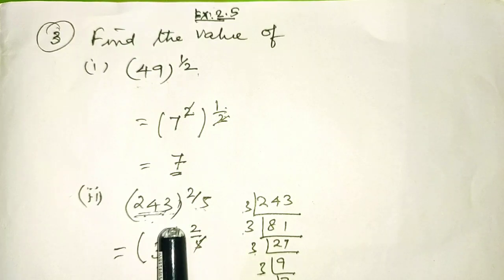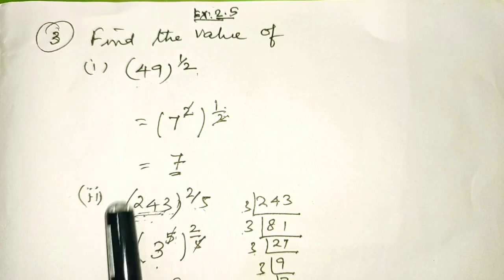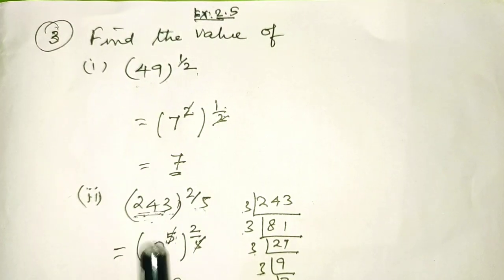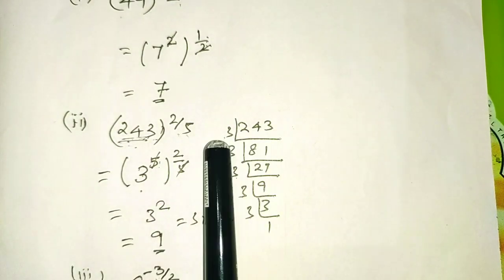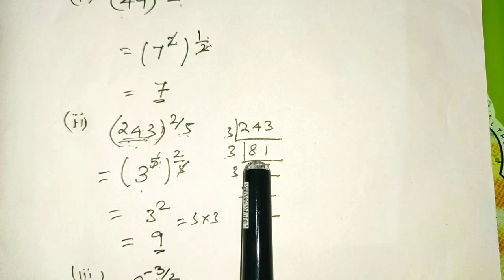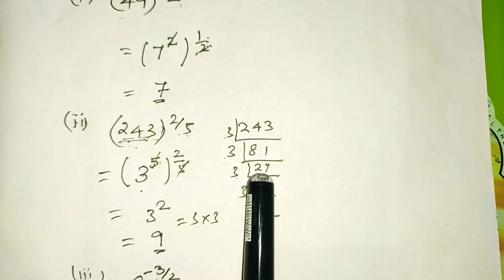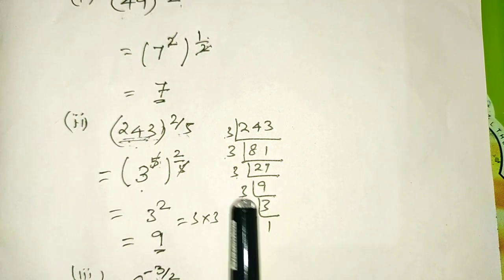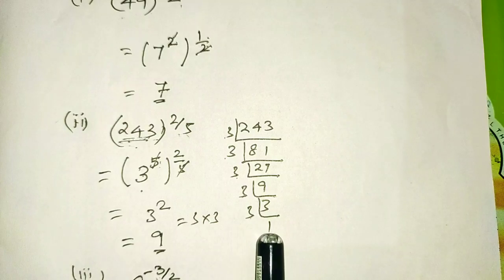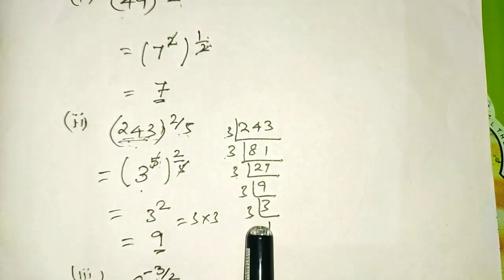Like that, the second sum 243 whole power 2 by 5. Now I am going to convert this base 243 as some base with power 5. So for that I am going to divide this 243 with 3. If you divide this, you will get 81. If you divide this again with 3, we get 27. If you divide this with 3 again, you will get 9. 9 divided by 3 gives 3. 3 divided by 3 gives 1. So now you can write this 243 as 3 power 5.